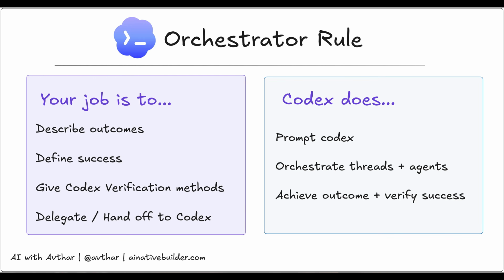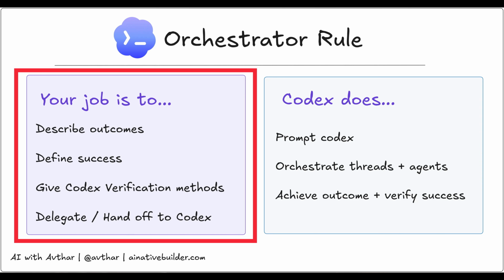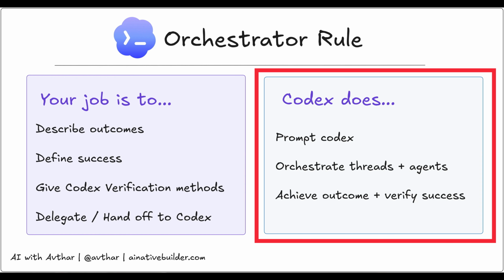The Orchestrator Rule works because models like GPT 5.6 are getting better at inferring your intent. You tell Codex the outcome that you want, and Codex can turn that into detailed prompts, spin up one or more threads to do the work, and report back the results to you. And this changes your job as a builder. Instead of writing perfect prompts, you describe outcomes with success criteria and verification methods, and Codex writes the prompts and orchestrates the work for you.